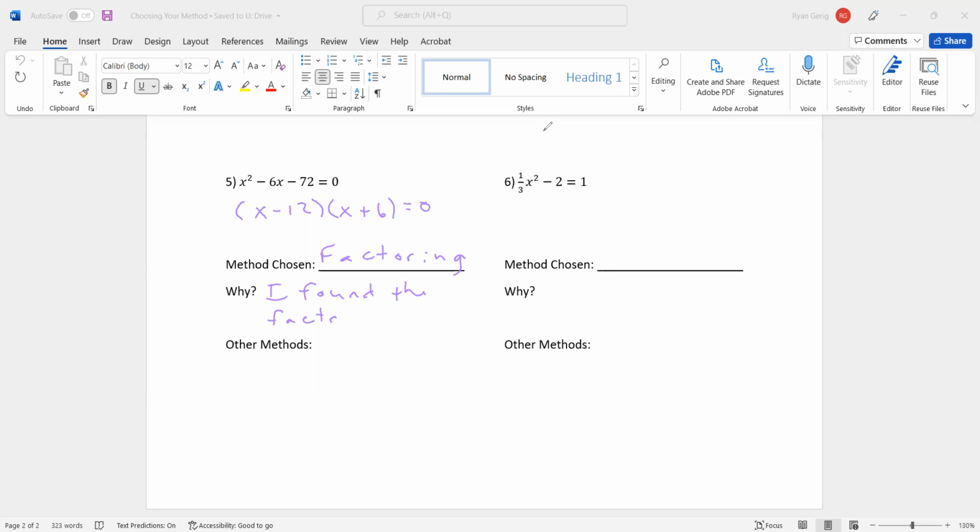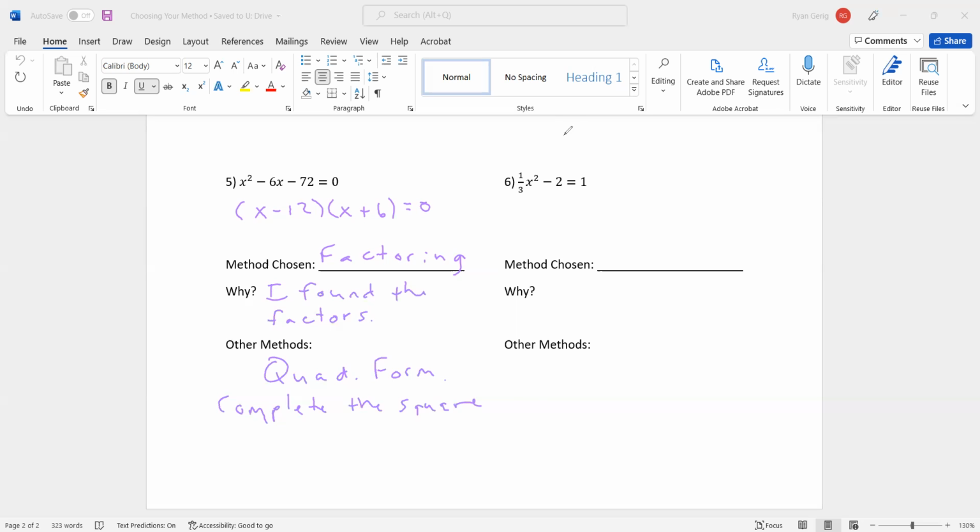If I started trying to find the factors and couldn't find it, what would I do? I'd move on to another method, probably the quadratic formula. Also, you could probably complete the square here. B is even, right? It's not necessarily large, but it's even, that's good. And A is 1. So that's a method as well. Last one, method chosen here.